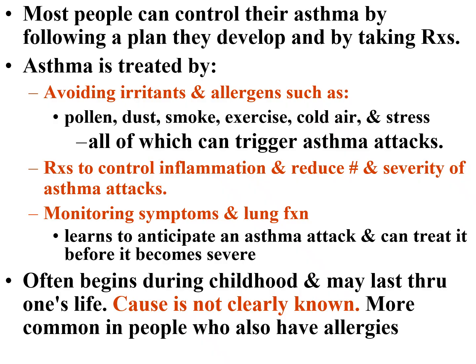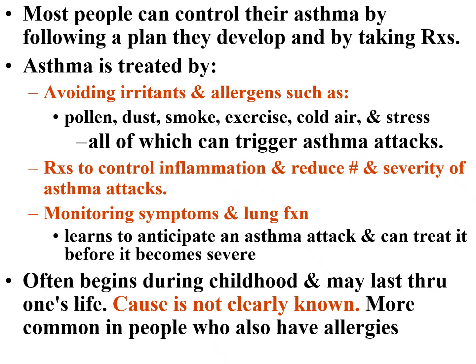So most people can control their asthma by following a plan that they develop and by taking certain medications. You know, there are the maintenance medications, and then there are the rescue medications. Like, there is the rescue inhaler and then there's the maintenance inhaler. So asthma is treated by avoiding irritants and allergens such as pollen and dust and smoke. Sometimes even exercise can trigger an asthmatic attack, cold air, stress, all of which can trigger asthmatic attacks. And medications to control the inflammation as well as to reduce the overall number and the severity of asthmatic attacks is really the focus.